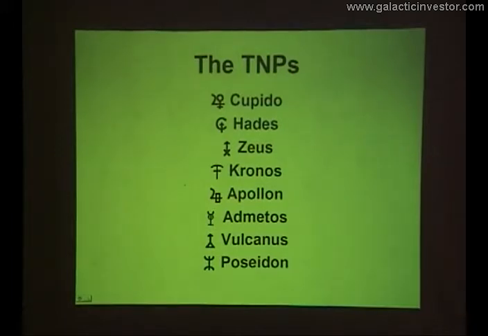They have not been observed. They may not exist at all. So what do we do with them anyway? Cupido and Hades are the closest to Earth, and they have elliptical orbits.